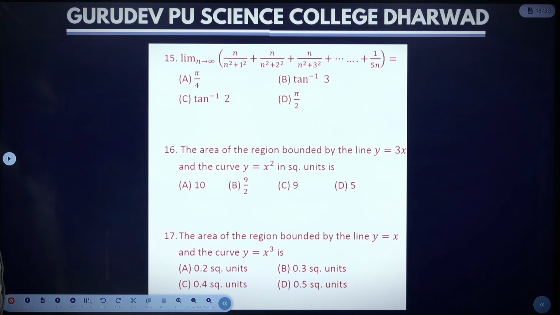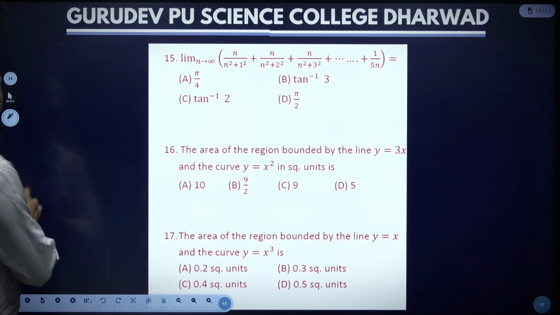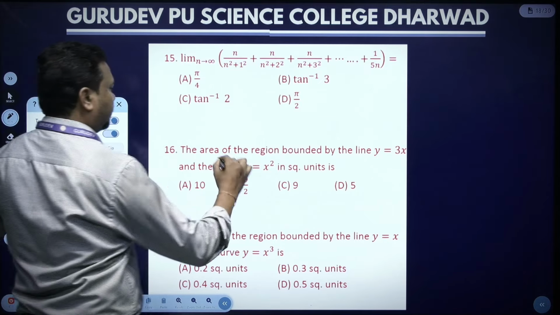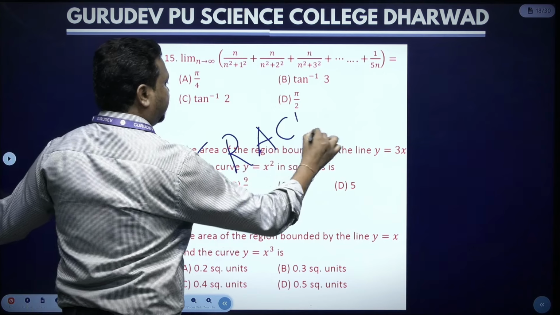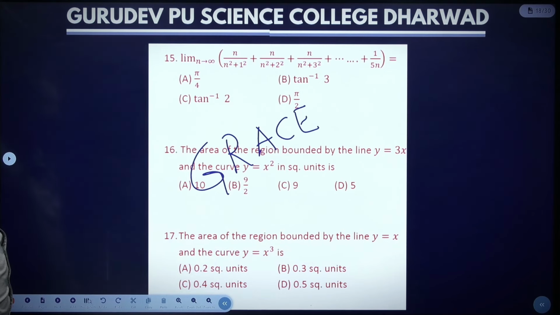Next, questions 15, 16, 17 were totally out of the syllabus. So you can expect grace marks on the same. Grace marks. For these 3 continuous questions, 15, 16, 17, you can consider them for the grace marks.